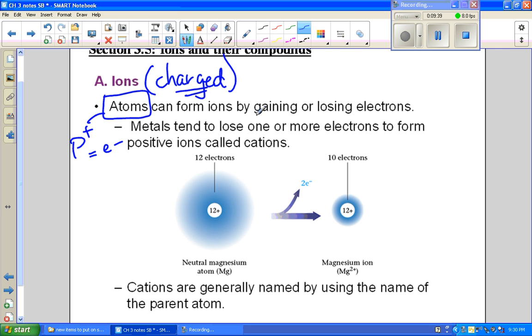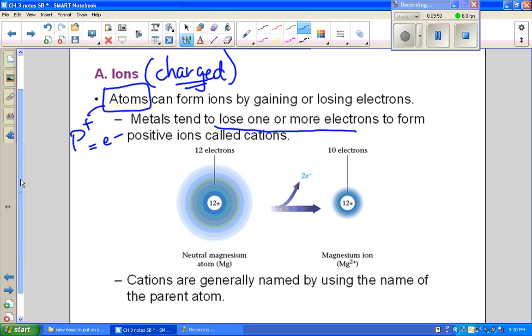And they can gain or lose electrons, and that is how it's going to be charged. Metals tend to lose one or more electrons to form positive ions called cations. Well, how does that happen?